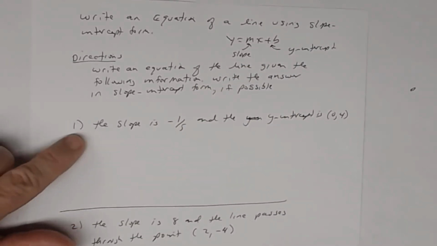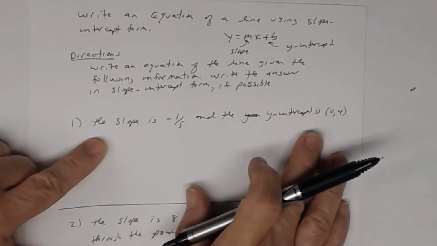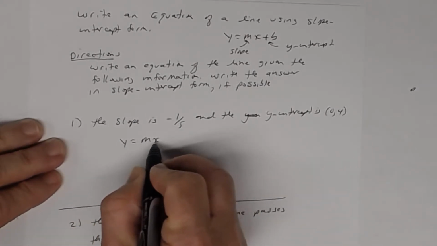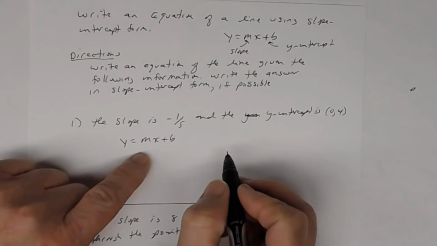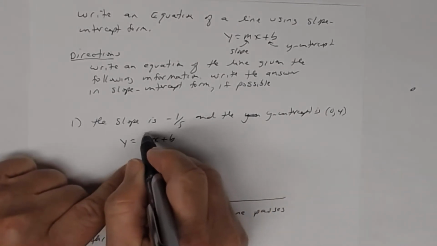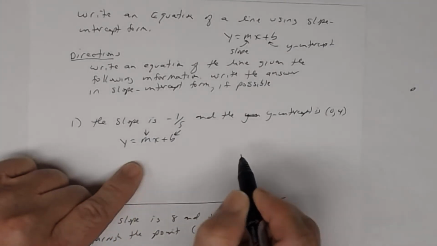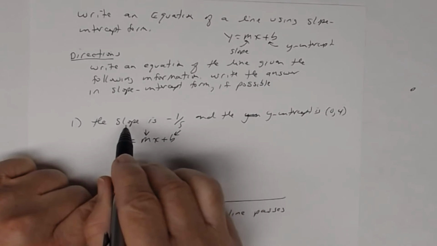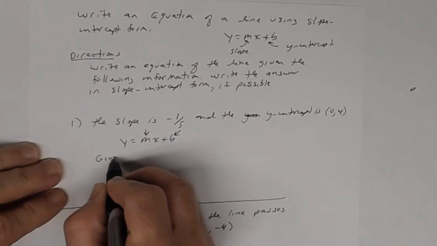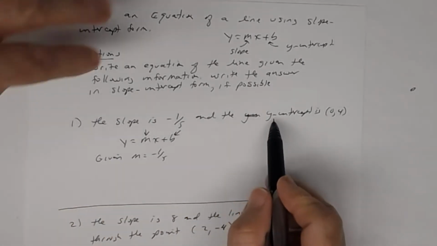All right, so number one, the slope is -1/5 and the y-intercept is (0, 4). So remember slope-intercept form is y equals mx plus b. If I'm going to use slope-intercept form, I must know two things: I must know the slope and the y-intercept. In this case, you're told in words that the slope is -1/5, so that's m. So we're given m is -1/5.